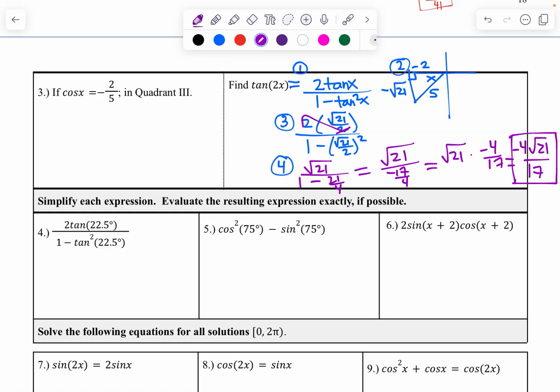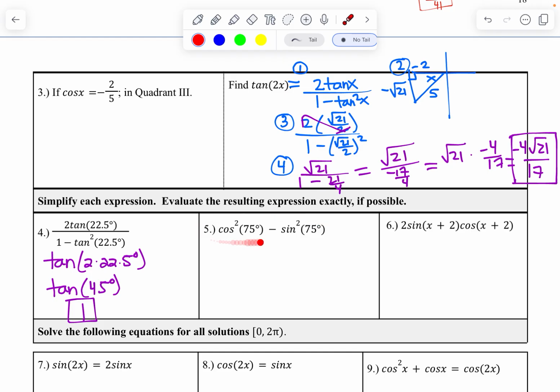All right, so we're going to simplify each expression, evaluate the resulting expression exactly if we can. So when I look at this one, this is our tangent formula that we were just using. So whatever is in here, we just need to find tangent of 2 times it. So this is the equivalency of saying the tangent of 2 times 22.5 degrees. Well, 2 times 22.5 would be 45 degrees, and we know the tangent of 45 degrees equals 1.